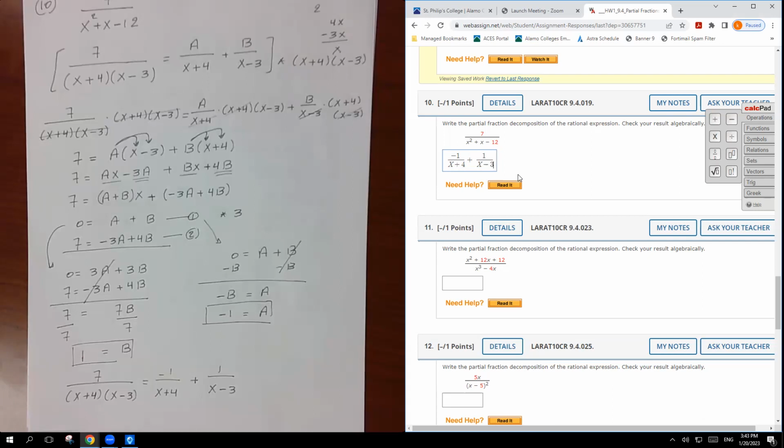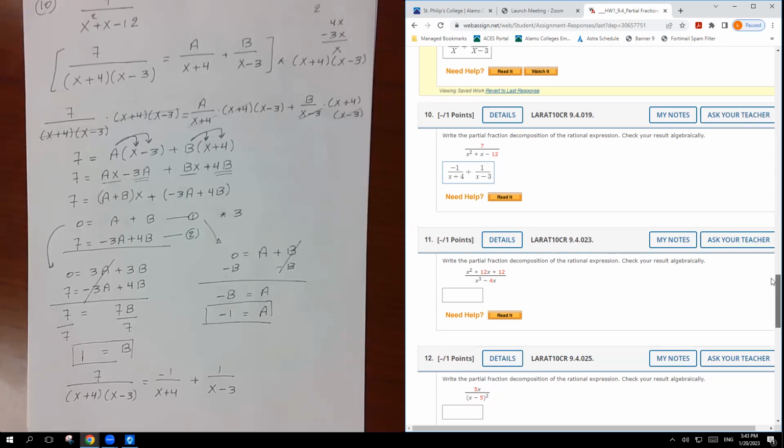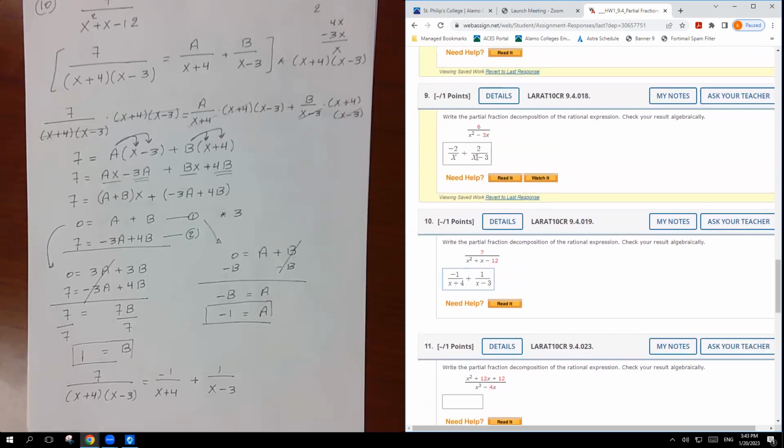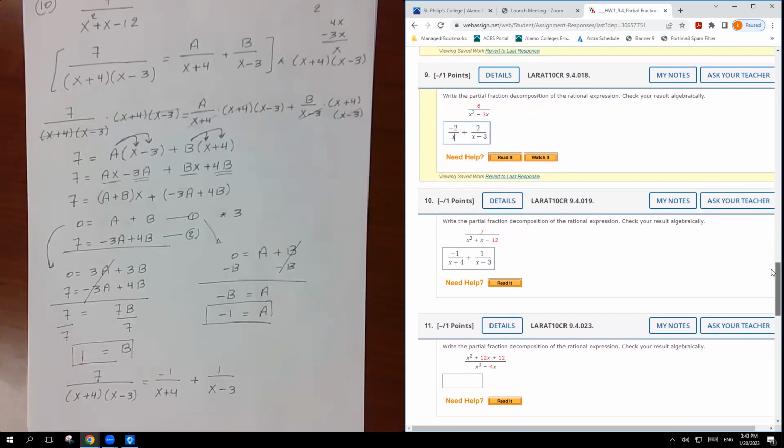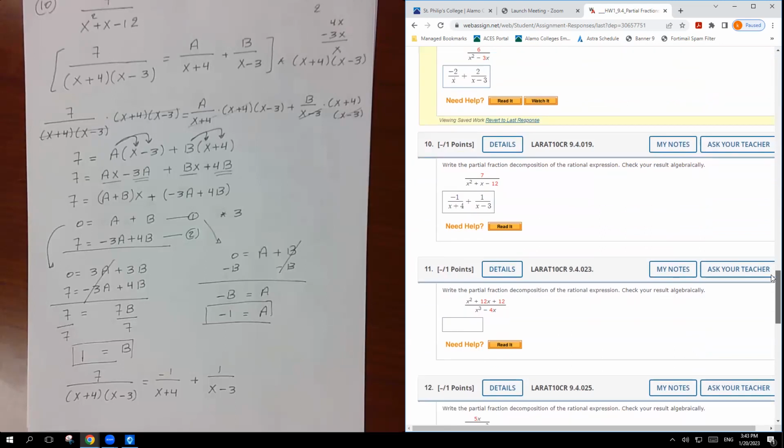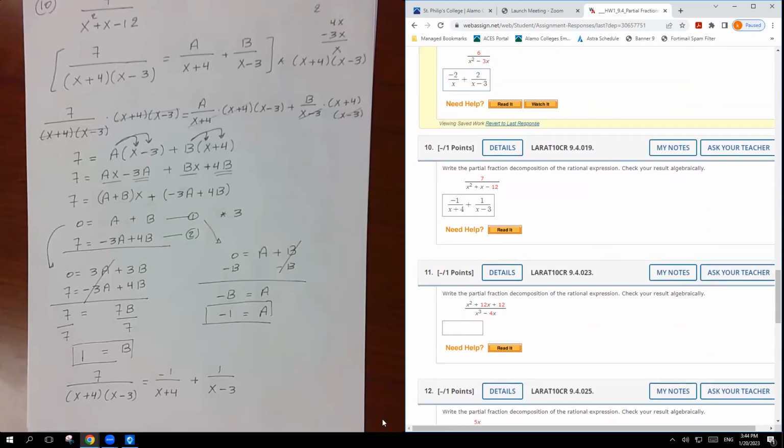I think if we change this one, so be careful when you type the x. Same thing here, it's not capital X. That's it for number 10.